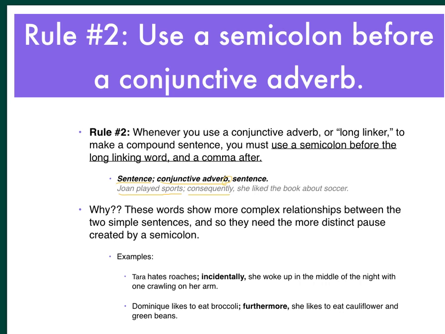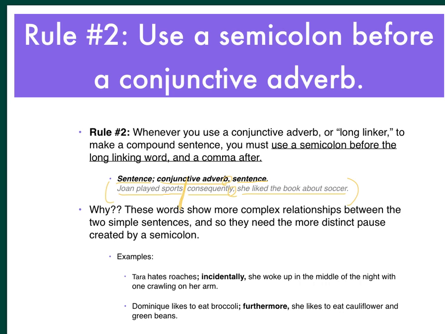We follow it with a comma. And then we have our second sentence. So you notice we still have 2 sentences here. The structure is just a little bit more complex. So Joan played sports; consequently, she liked the book about soccer. You're going to notice there's a hard pause right here where that semicolon is because it is separating the 2 thoughts. A semicolon allows you to separate the 2 thoughts while still keeping them together as all one sentence because they relate to each other.